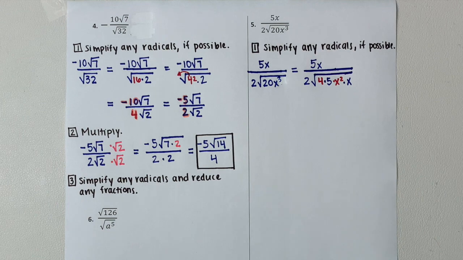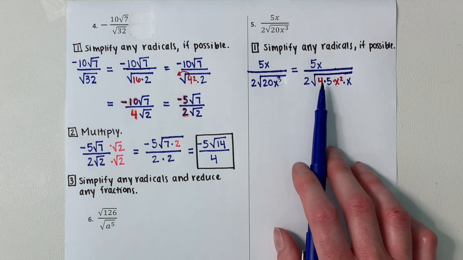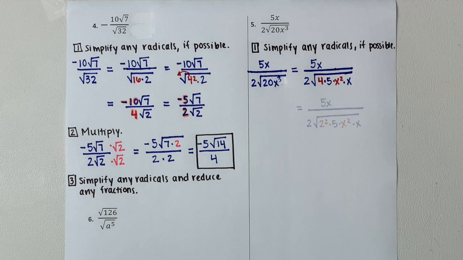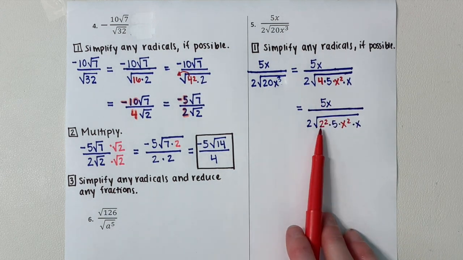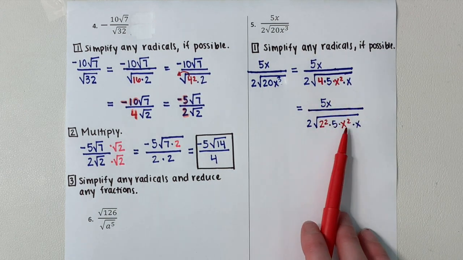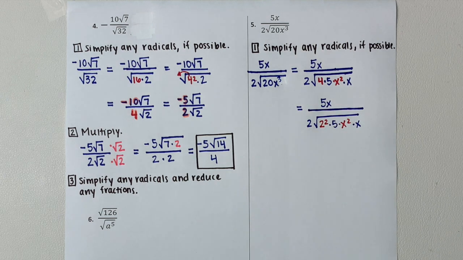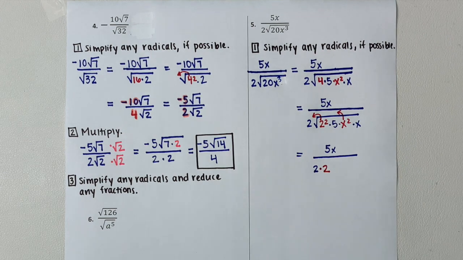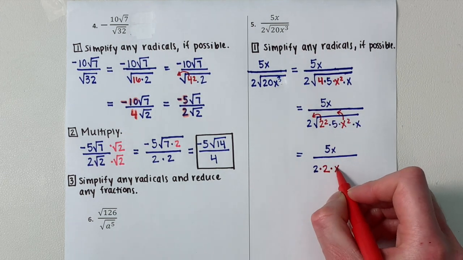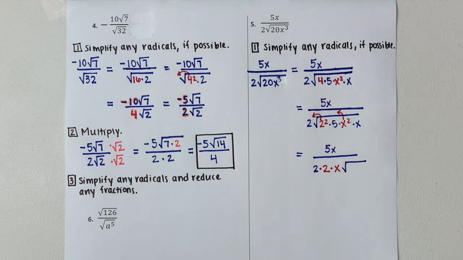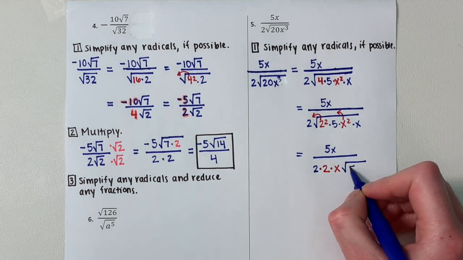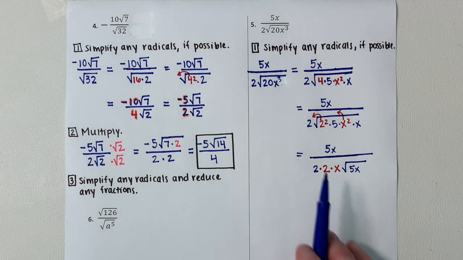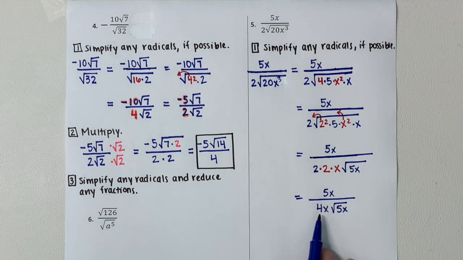Now, once you've identified your perfect squares, you want to write them as some quantity squared. So I've rewritten 4 as 2 squared, and x squared is already perfectly written as some quantity squared. We can now pull those perfect squares out of the square root. So let's start by writing the coefficient 2, and then let's pull this 2 out of the radical, and we'll multiply it by that coefficient. And then let's also pull the x out of the radical. Now, all that we're left with underneath the square root is the 5 and the x. And now we can simplify this because 2 times 2 times x is equal to 4x.